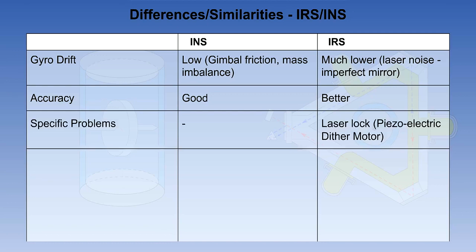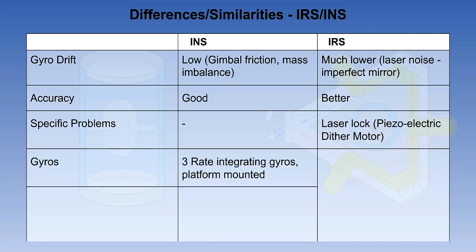IRS suffers from the specific problem of laser lock which the INS does not have. However, the lock is overcome by the incorporation of the piezoelectric dither motor. There are 3 rate integrating gyros in INS and they are mounted on a stabilized platform. The IRS has 3 strap-down ring laser gyros.